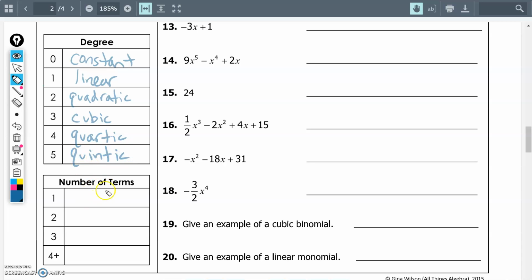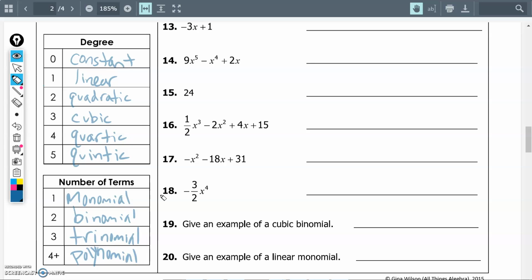If you only have one term, that means you're a monomial. If you have 2 terms, you're a binomial. 3 terms is a trinomial. And 4 or more terms is a polynomial.